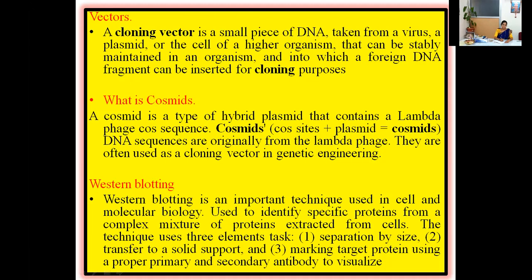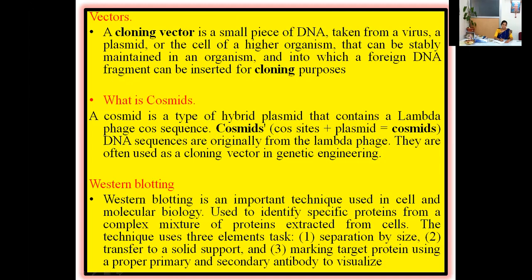What are cosmids? A cosmid is a type of hybrid plasmid that contains lambda phage cos sequences, like the cos site plus a plasmid, which gives a cosmid. Here, the DNA sequences are originally from the lambda phage. They are often used as a cloning vector in genetic engineering.